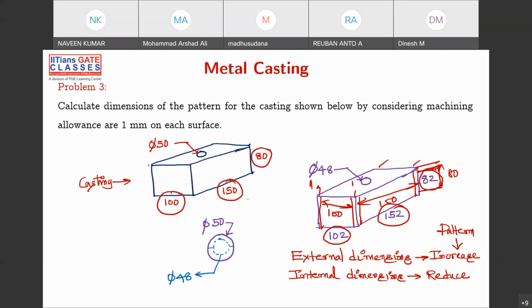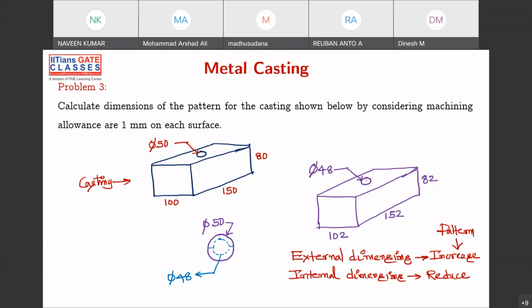But the very important point that you have to note here is that the internal dimension, you should not increase it. Instead of 50, if you put 52 in the pattern, then you are increasing the size of the pattern, and after contraction, the hole will not reduce, the hole will increase after contraction. Am I right or wrong? This is very important logic. I am making my point again. The internal dimension, these are all external dimensions. These are all external dimensions, right?